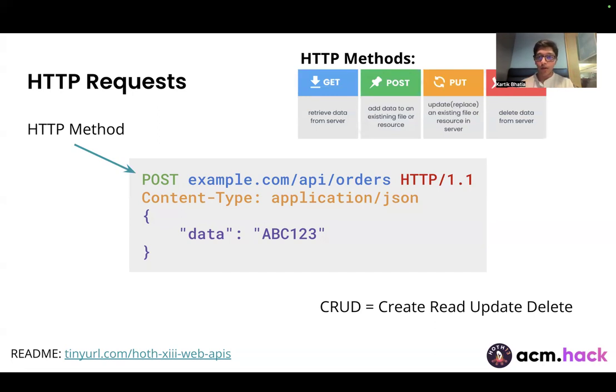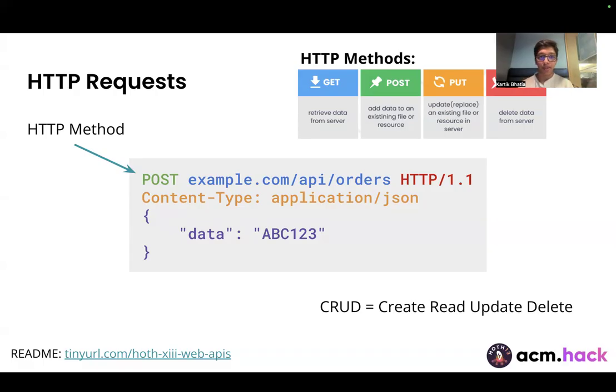Now, the above are the four methods that are most common when you're making HTTP requests. They're all pretty intuitive by their name, except maybe PUT, which is updating an existing file or resource in the server. Now, these are all based off something called CRUD operations, which are create, read, update, and delete.